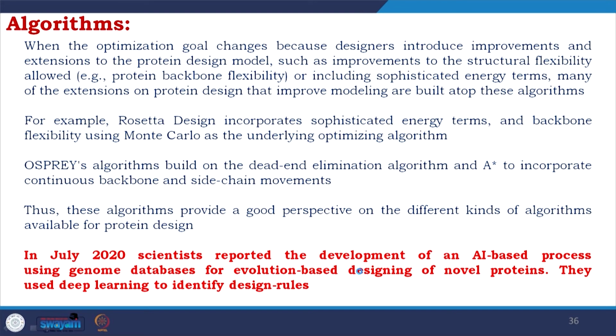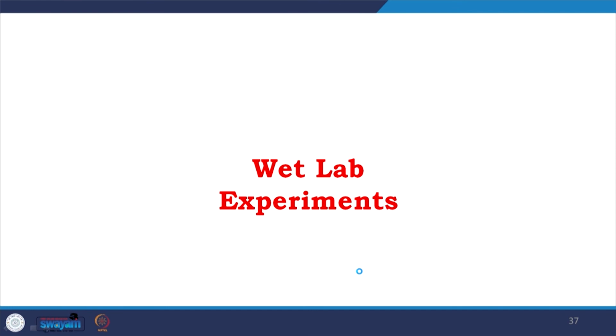In July 2020, scientists reported the development of an AI based process using genome databases for evolution based designing of novel proteins. They used deep learning to identify design rules. We will talk about that in detail.